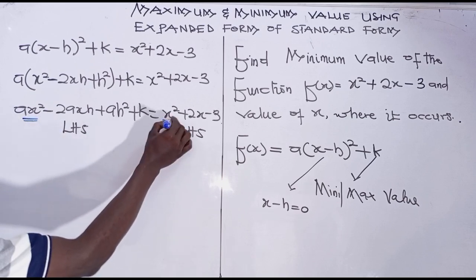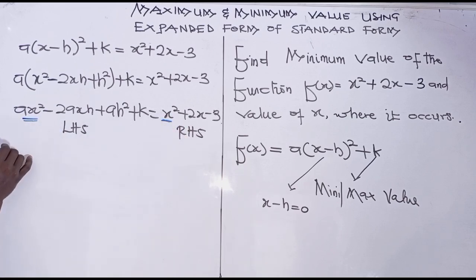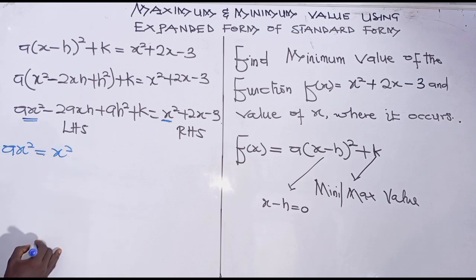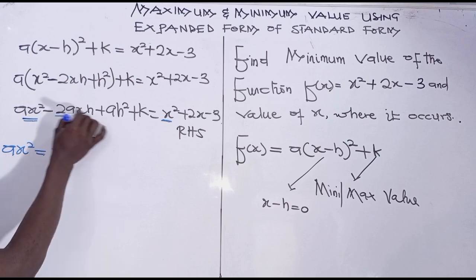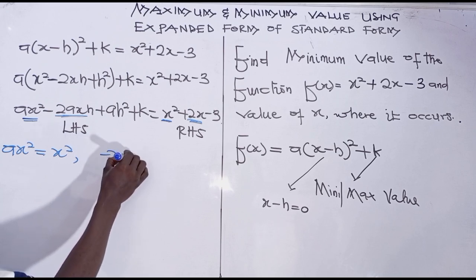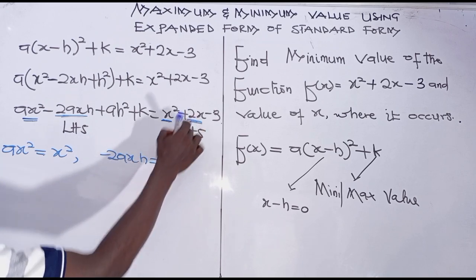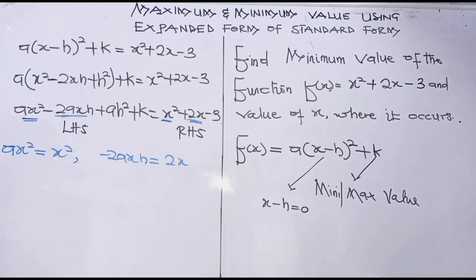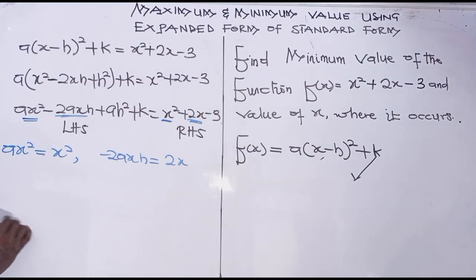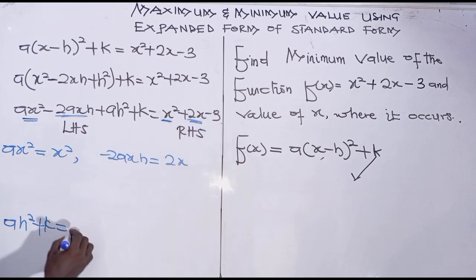This term is equal to this term, so we are going to equate them. So we are going to have a x squared is equal to what? x squared. We can also see that this will be equal to that, so we are going to equate them. Minus 2axh is equal to 2x, and then lastly we compare the rest. A h squared plus k is equal to minus 3. Now let's solve for the variables a, h, and then k.